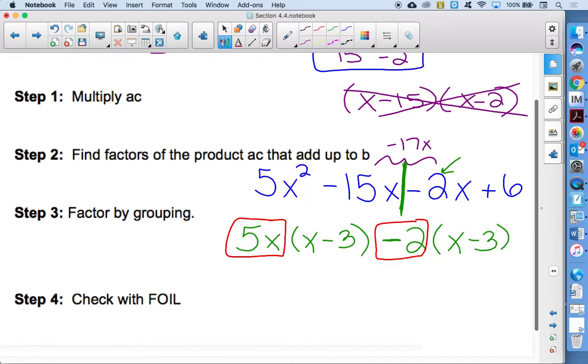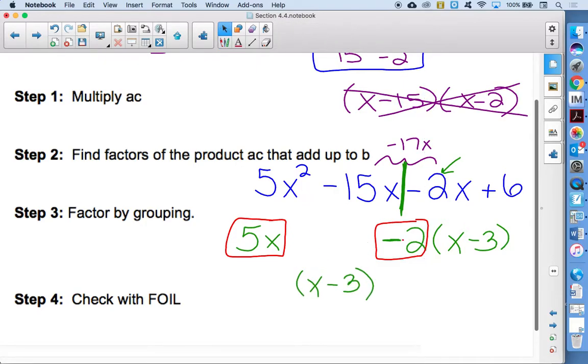So we can take these 2 pieces and literally pull them together. Of course, mine doesn't want to pull together. I'm not sure why it's not working right now. All right, kind of. I lost my minus sign.